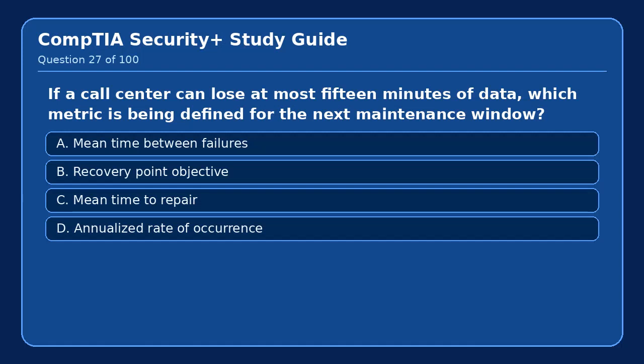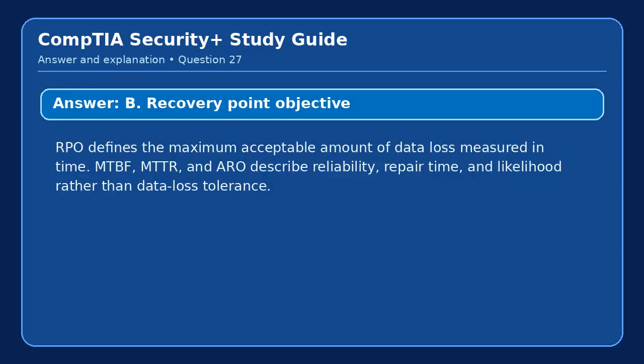Question 28. Which recovery site should a distribution warehouse choose when it needs near immediate failover with running infrastructure during a quarterly review? A. Cold site. B. Unpowered storage closet. C. Hot site. D. Empty office suite. Take a moment to choose your answer. The answer is C. Hot site. A hot site has systems and connectivity ready for rapid failover.